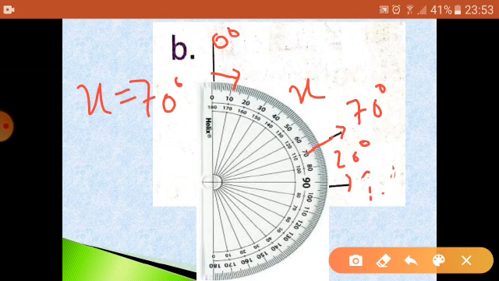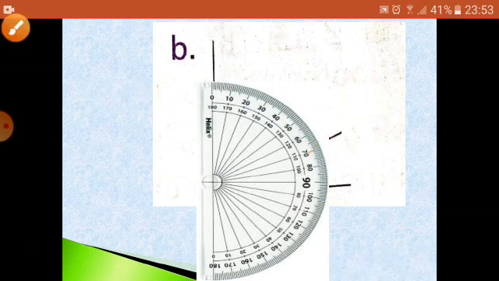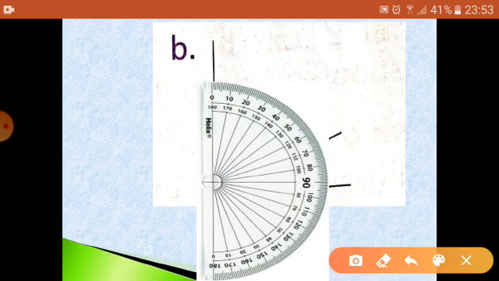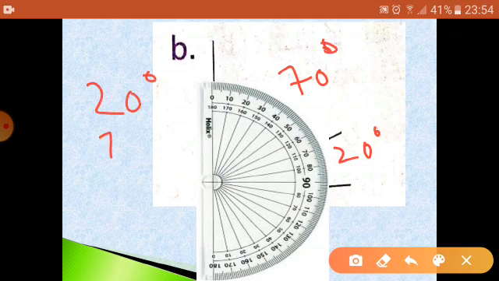Now check this. Your angle was given 20 degree, and you found 70 degree as the other angle. So what is their sum? 20 degree plus 70 degree. Sum is 90 degree. So that means your measurement is right. So in this way you can measure the missing angle.